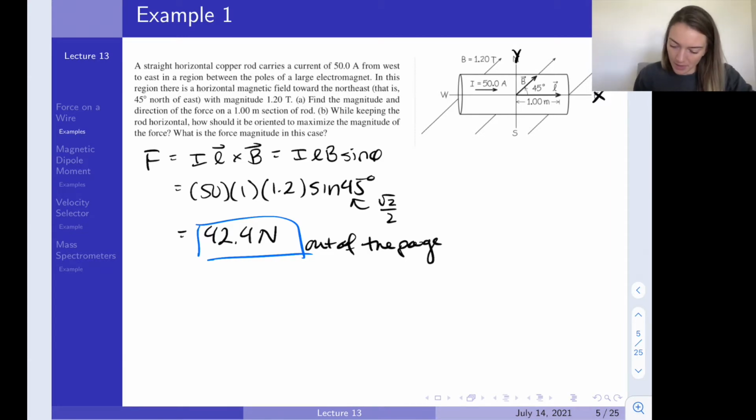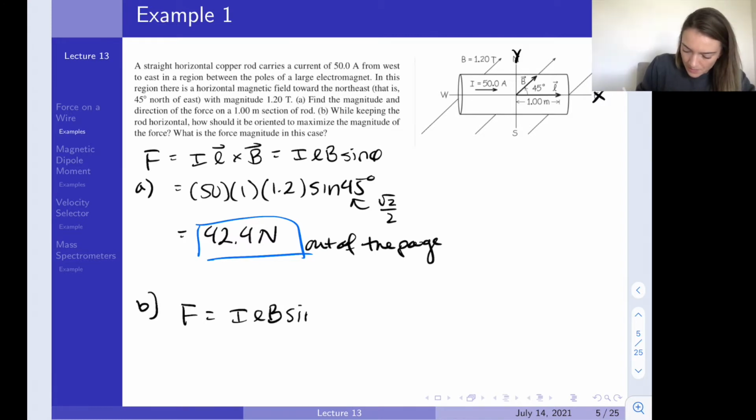All right, now we want to find, while keeping the rod horizontal, how should it be oriented to maximize the magnitude of the force? So you're keeping the rod in this plane, so you don't want to move it out of the plane. You're keeping it horizontal, sort of in this plane here. How should it be oriented to maximize the magnitude of the force? Well, so this is part A.